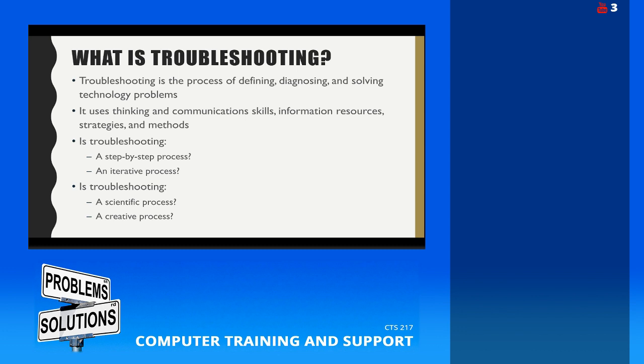So we can look at troubleshooting as an A to B type scenario, or we can look at troubleshooting as an iterative, trying things until something works type of scenario, but in actuality, it's both. And then we have some more questions for ourselves here. Is troubleshooting a scientific process, or is troubleshooting a creative process? And the answer again to those questions is yes. Troubleshooting is both a scientific process and a creative process.